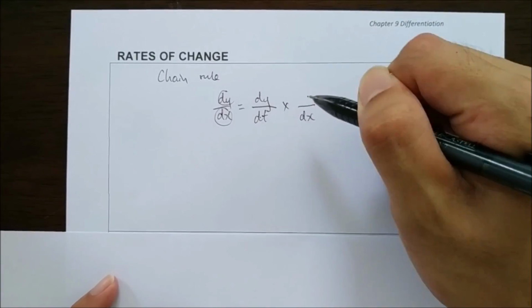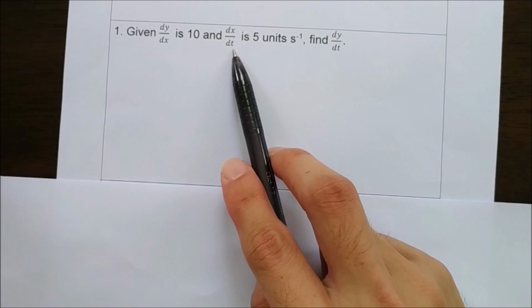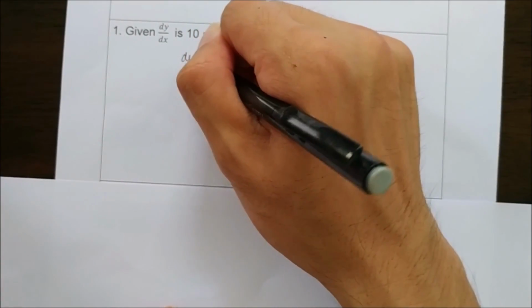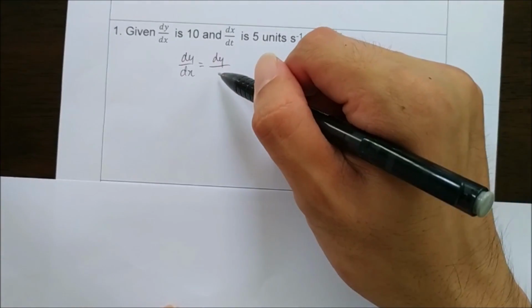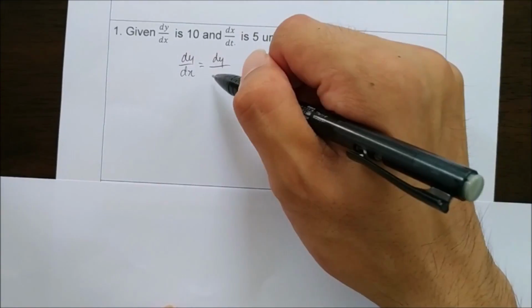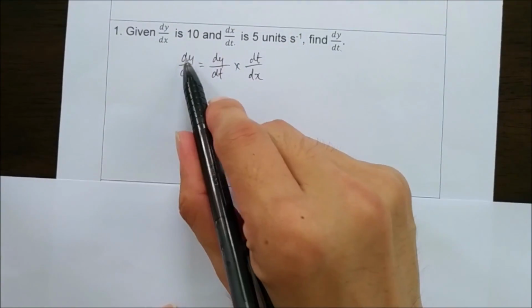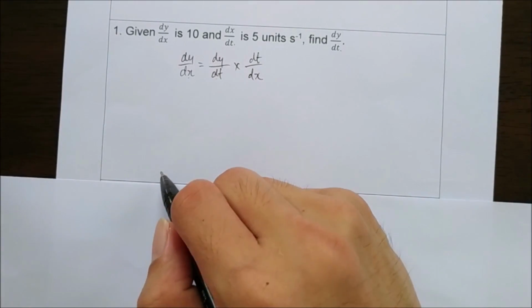This part and this part, we can write with another unknown, for example t, and it must be the same unknown. Given dy/dx is 10, dx/dt is 5 units per second. So the t here represents time, so here is seconds. Find dy/dt. According to the chain rule, dy/dx equals dy/dt multiplied by dt/dx, where we just replace it with the third quantity.